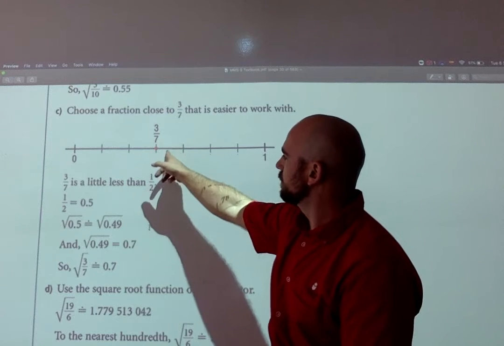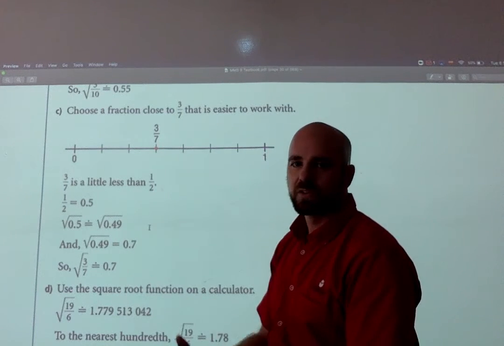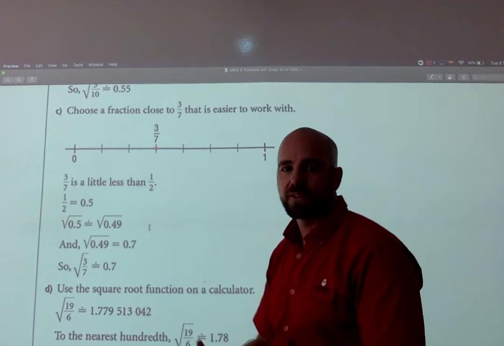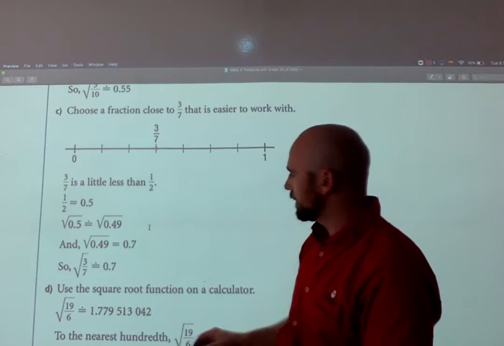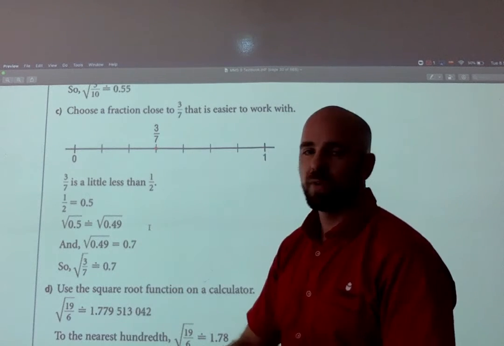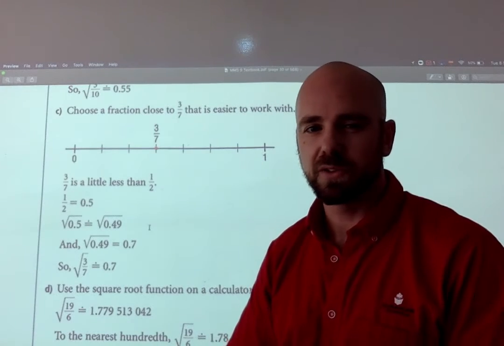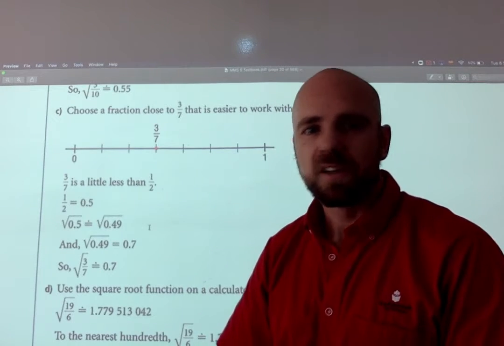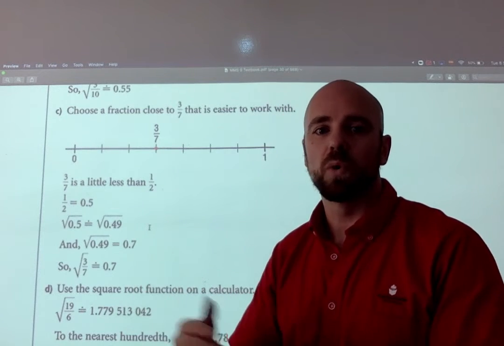So half would be right here. Okay. So we know there's going to be close to 0.49 because we know that that's already a perfect square where we have 0.7. So we're estimating that the square root of 3 over 7 is going to be close to 0.7. So we're doing a lot of estimation, and we're just trying to find ones that seem to work.